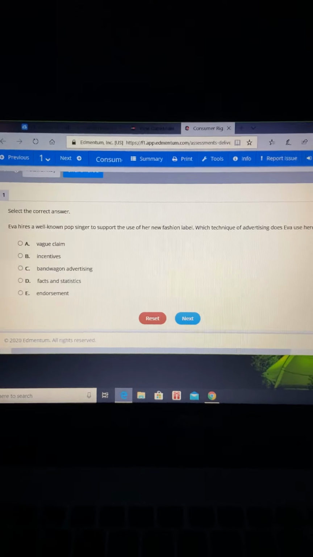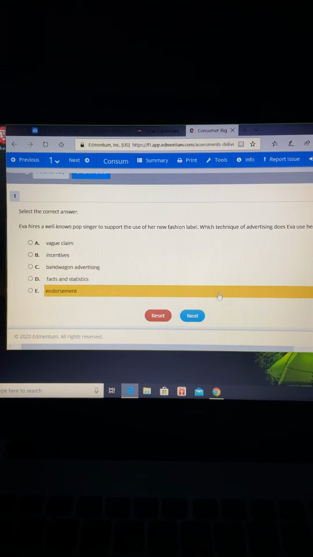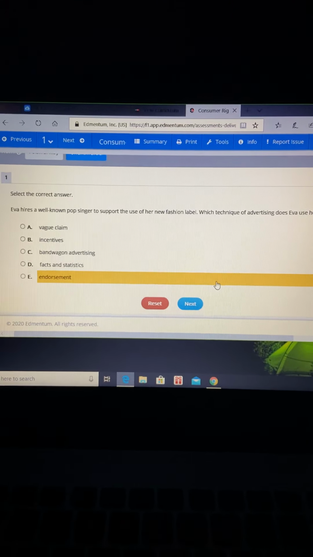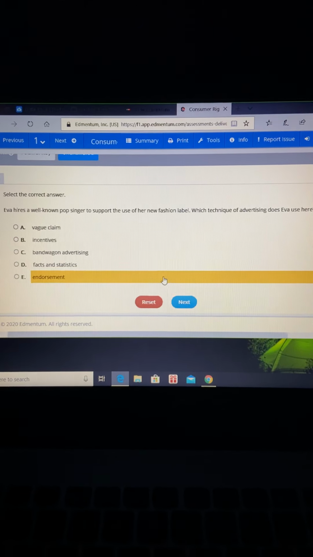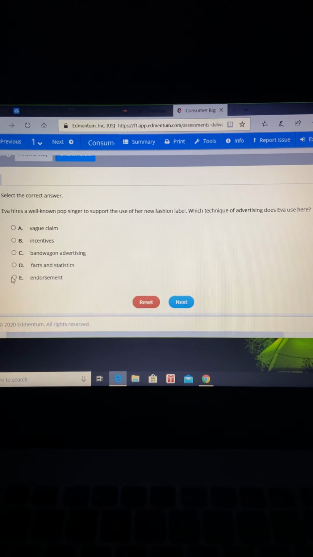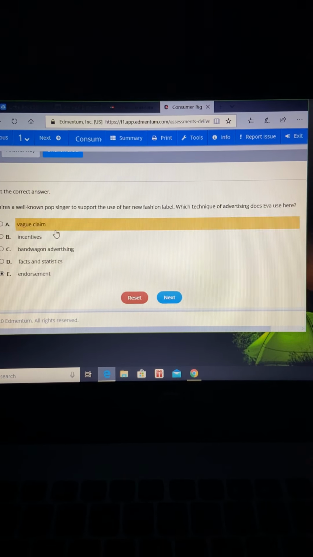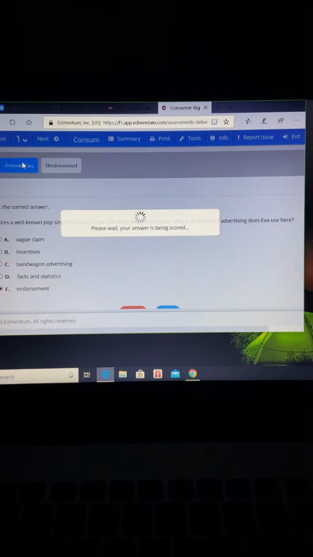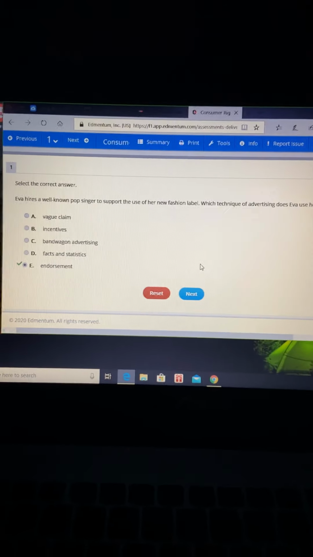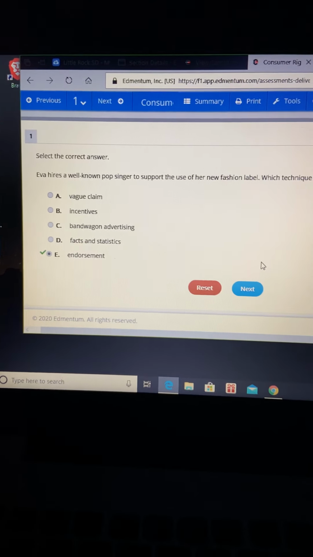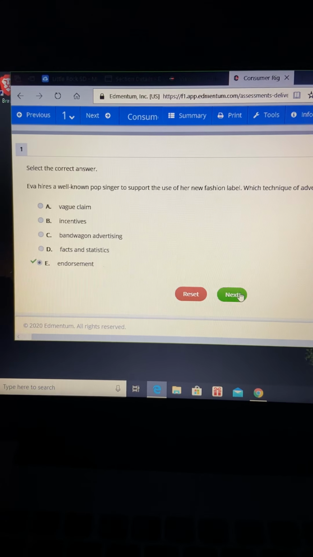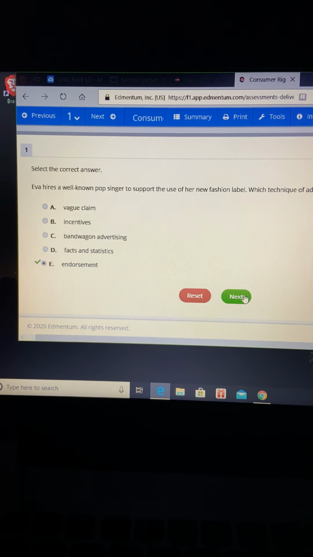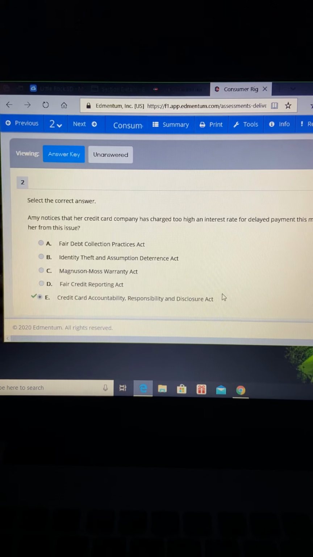So if y'all see a star on Instagram wearing somebody's fashion label and then they talk about it, they are endorsing it, correct? Yes. You would be correct. So, again, these are going to be in a different order, so you may see a different question first. That's why we want to take notes on these, okay?